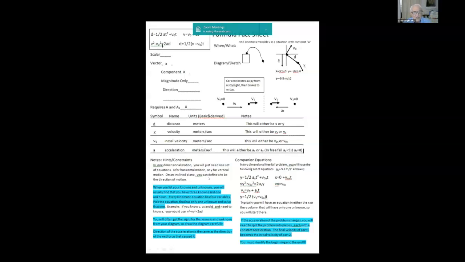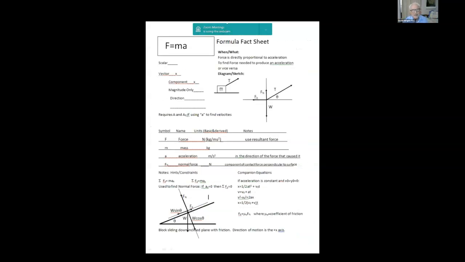When you list your knowns and unknowns, you will usually find you have 3 knowns and 1 unknown. Every kinematics equation has 4 variables. Pick the one that only has 1 unknown. Seems obvious to us as teachers, right? You'll often get the signs for the knowns and unknowns from your diagram. So check the diagram carefully. The direction of the acceleration is always the same as the direction of the force that causes it. And if the acceleration changes in a problem, you have to split the problem into pieces. These are some of the things you might want to help your students categorize. What things do they have to look for in an equation when they're solving them? Here are some formula fact sheets now for dynamics, for buoyancy, and for electric fields and so forth.